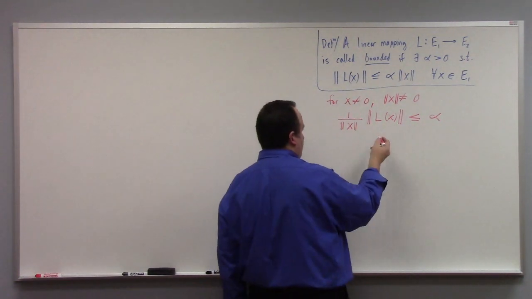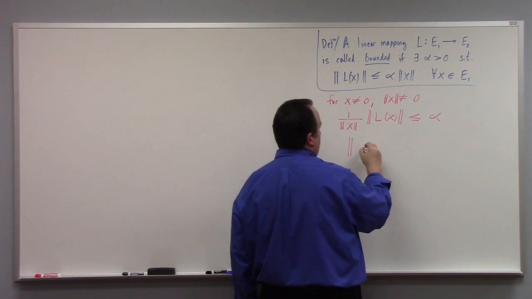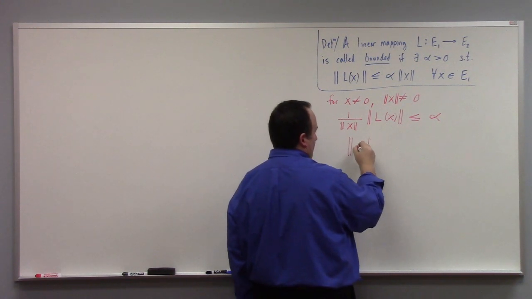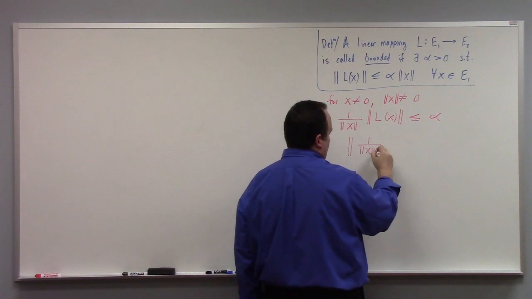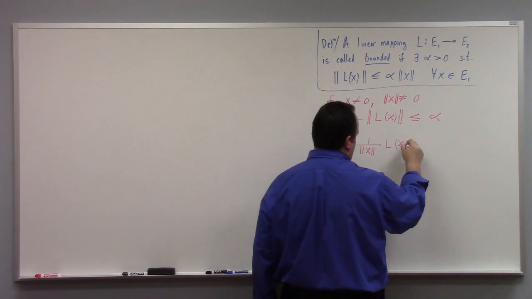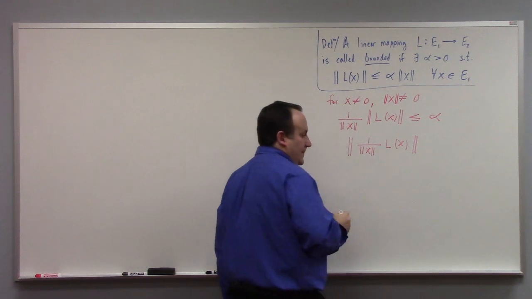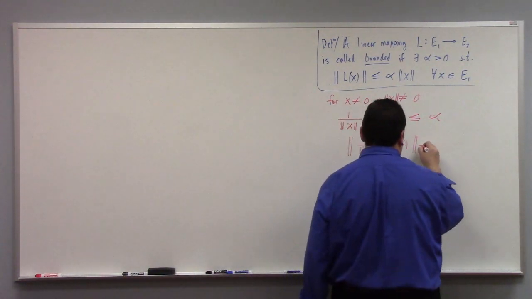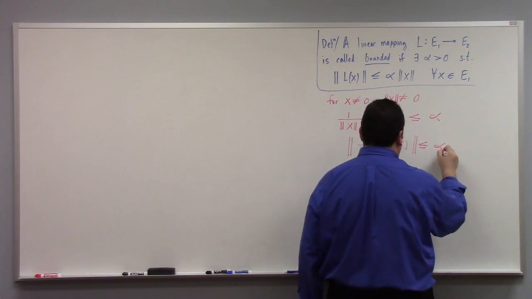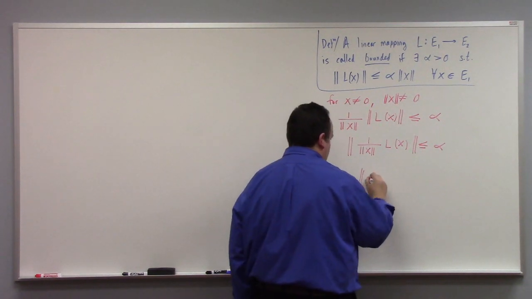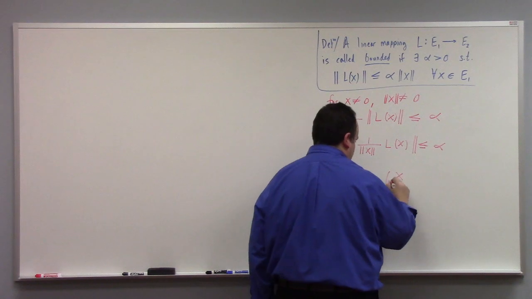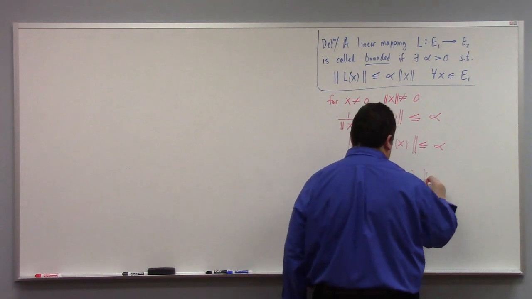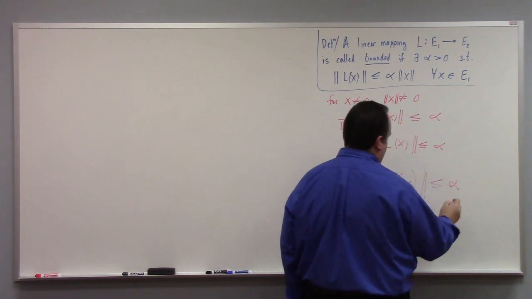But we can rewrite that as the norm of, we can bring that inside, right? Because it's a positive number. And that is less than or equal to alpha. But what we really have then is the norm of L of x divided by the norm of x, less than or equal to alpha.